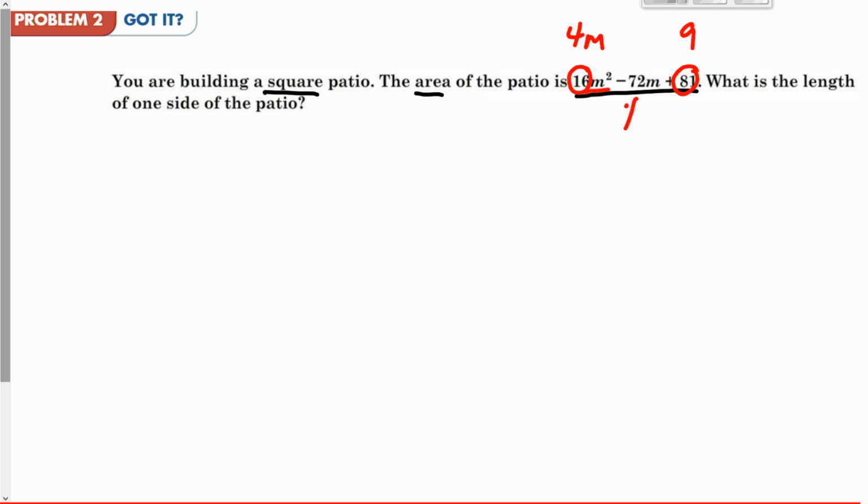Now if I multiply these together and I times it by 2, do I get my middle? 4 times 9 is 36. And I have an m in there, so 36m. Can I times it by 2? 72. Do I get the middle? But it's negative, right? So since it's negative here, that means these two sides would be 4m minus 9. 4m minus 9. So that is one of my sides. The other side would be the exact same thing.